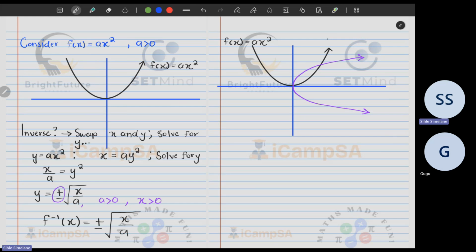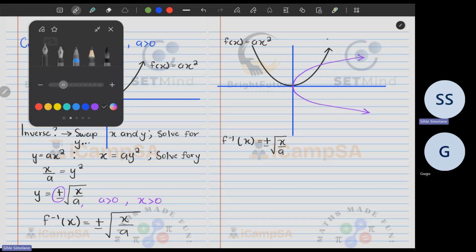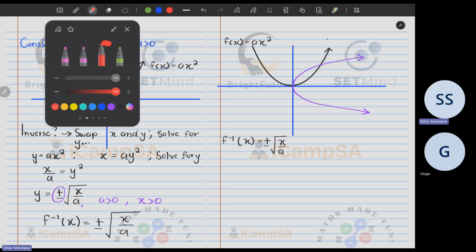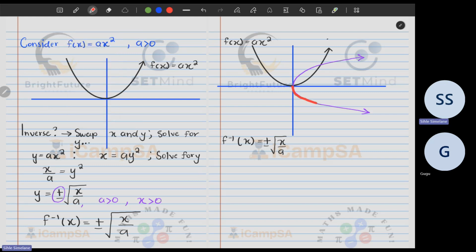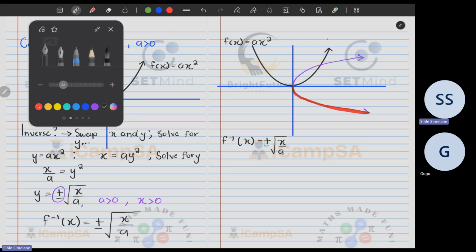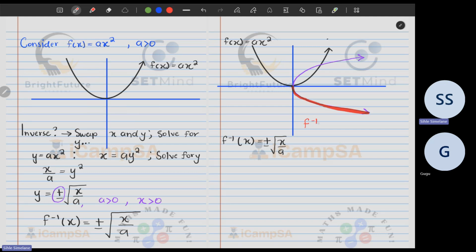There are two things you need to keep in mind, the bottom part and the top part. Remember, we found our inverse to have an equation of plus or minus the square root of x over a. If I color code this and make the bottom part red, you should see that the bottom part, when you look at our equation, is the part that takes the negative.